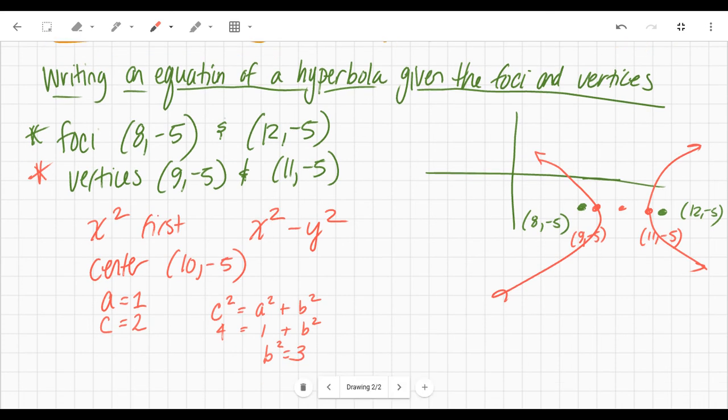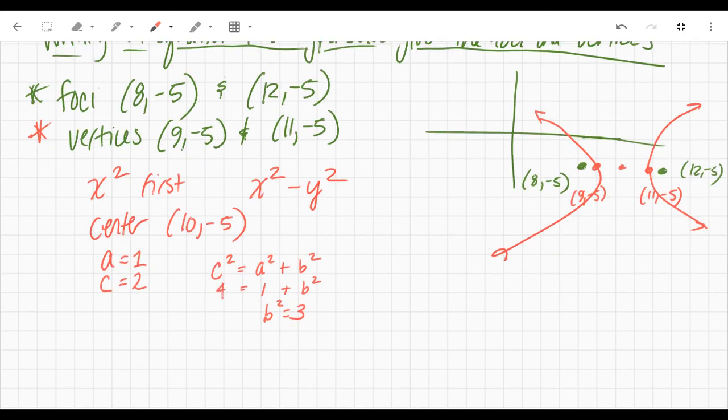We also know that a goes with x, right? So x squared is going to be first, and that's going to have the a with it. So we'll have x minus 10 squared over that a squared, which is just 1. And you can put the 1 there.